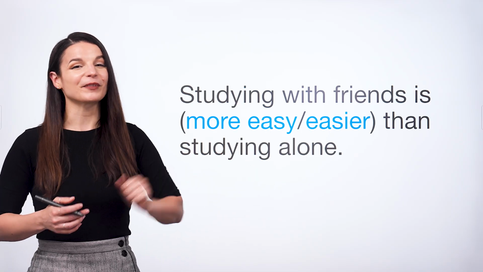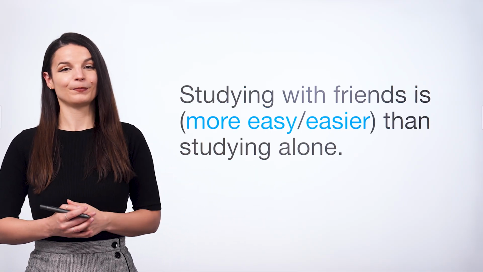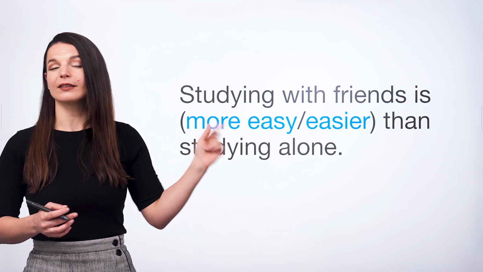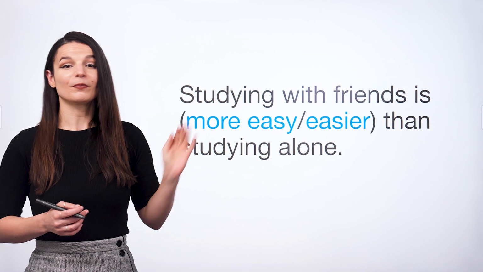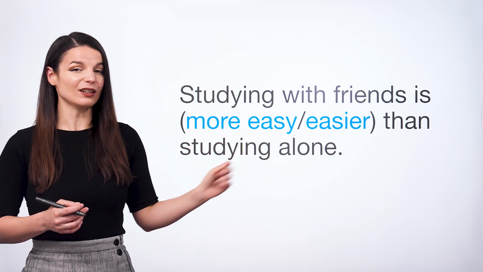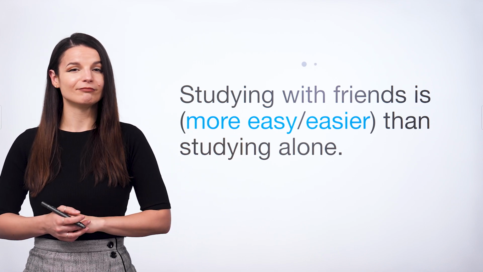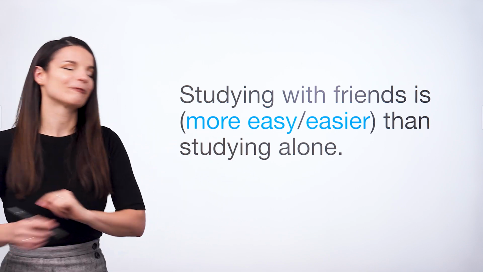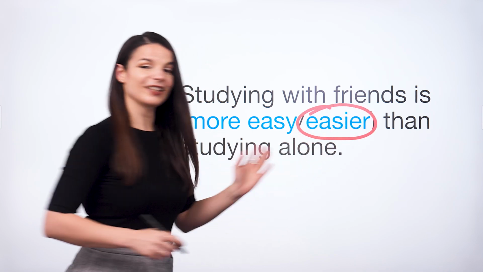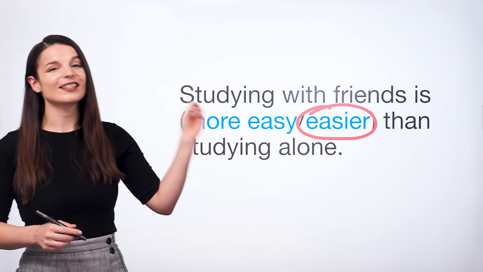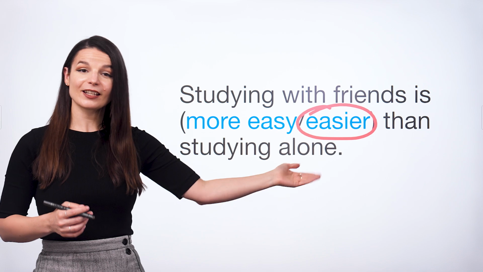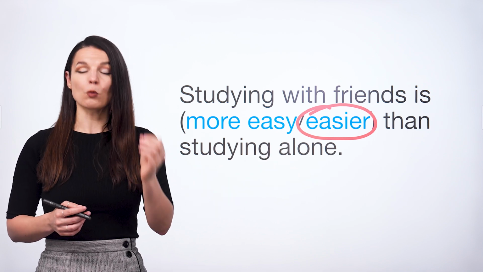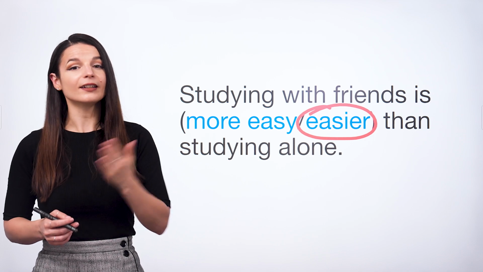Choose the best answer to complete the sentence. Ready? Studying with friends is more easy or easier than studying alone. Easier. Studying with friends is easier than studying alone. Easier is used here because easy is a two-syllable adjective ending with y, and so it uses er instead of more.